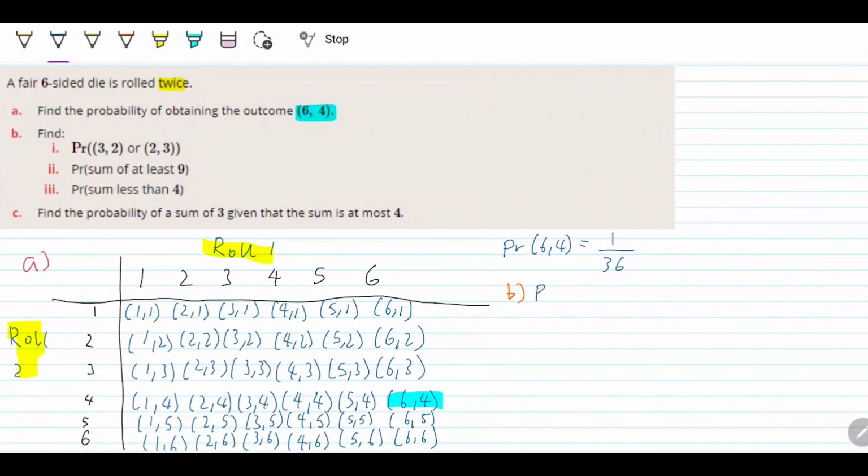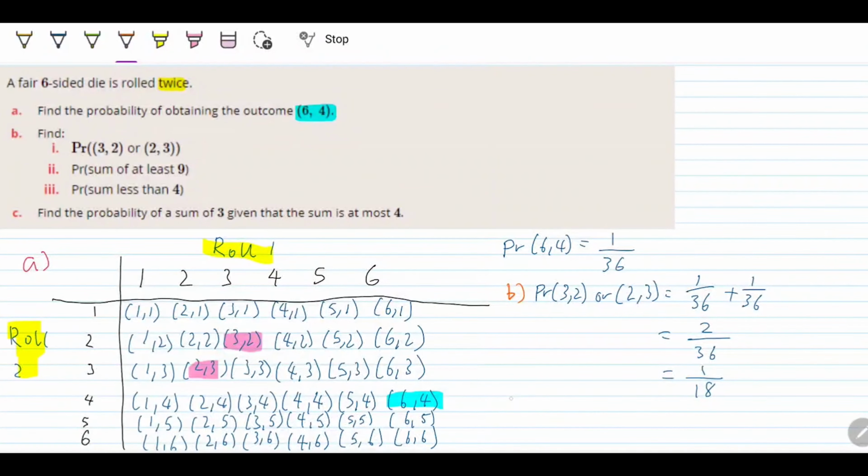In part B, this is asking us to find the probability of a 3 and 2 or a 2 and 3. So let's have a look for 3 and 2 or 2 and 3. 3 and 2 I see once here, and 2 and 3 I see once here. Therefore, we need to add them together. The probability of finding a 3 and 2 will be 1 over 36, plus the probability of finding a 2 and 3, which will also be 1 over 36. So this will be 2 over 36, which simplifies to 1 over 18.